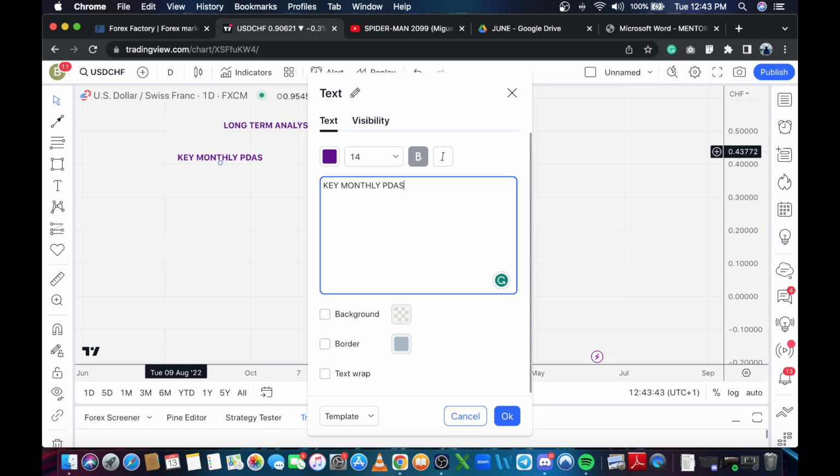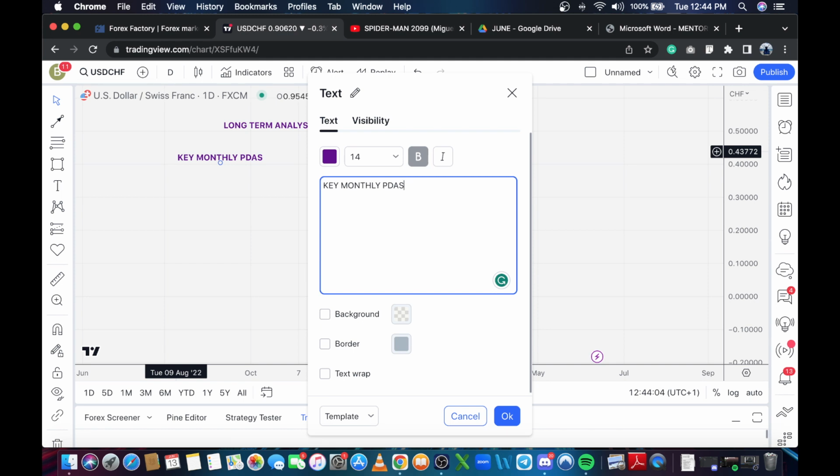These are the things you are concerned with, because that is where price will want to seek in terms of an objective, or to refacilitate a new long-term macro transaction. That's where your concern is. So you first off need to identify your key monthly PDA level.